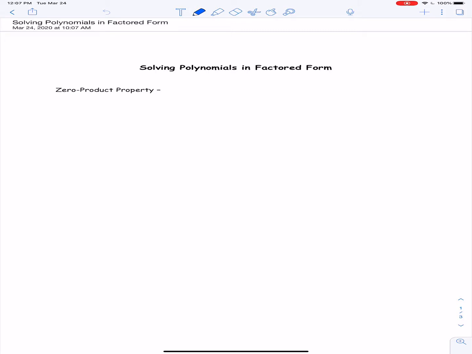So today we are going to talk about solving polynomial equations that have already been factored for us. But before we begin this lesson, we need to start talking about the zero product property. And the zero product property says that if you have real numbers A and B, and if A times B is equal to 0, then A is equal to 0 or B has to be equal to 0.